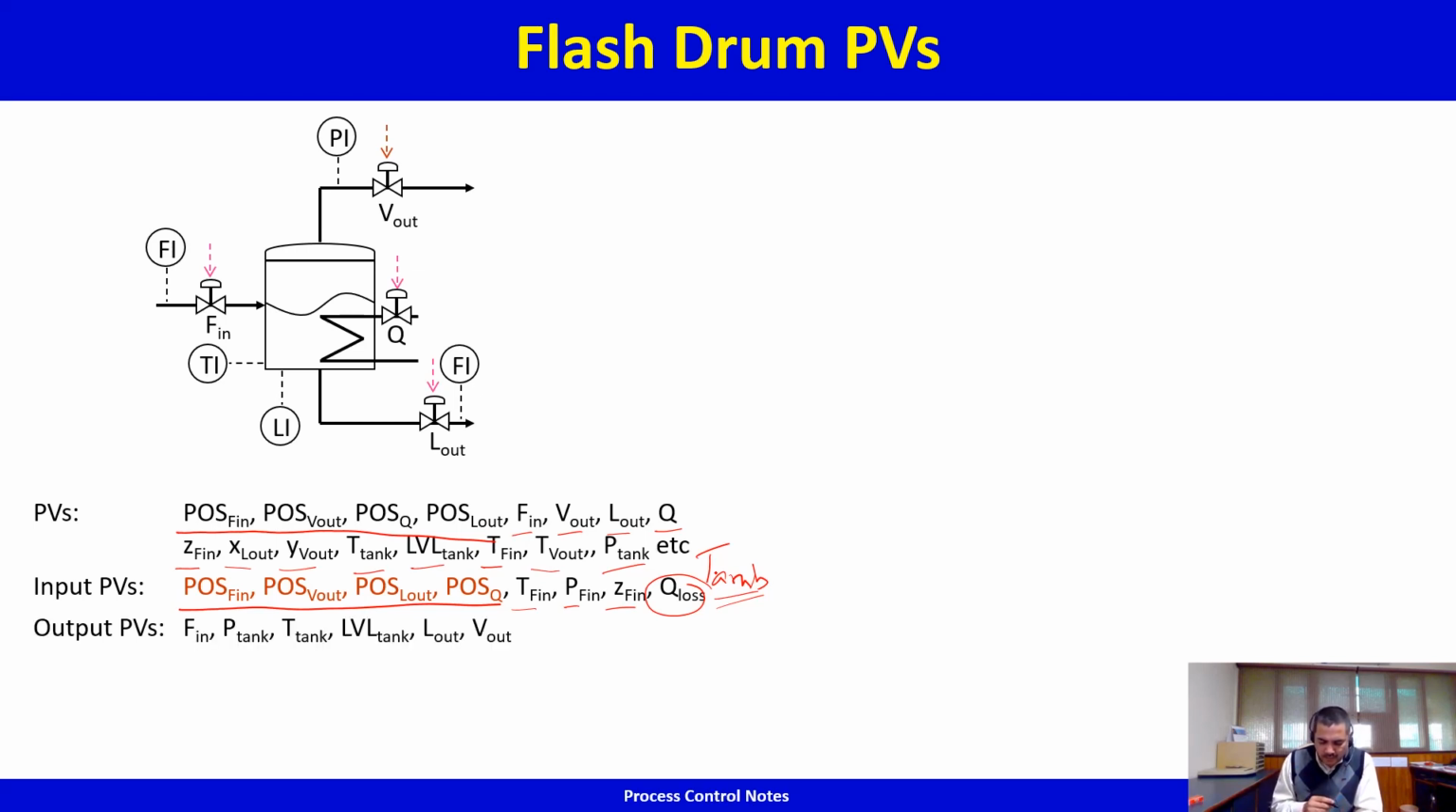Output PVs. What are the output PVs? The flow into the tank. See, when you change the valve position, the flow in changes. So flow in is an affected variable, and hence it's an output PV. Pressure of the tank, temperature of the tank, level of the tank, liquid out, V out, and so on and so forth. These are output process variables.